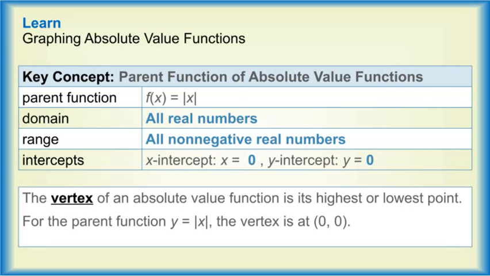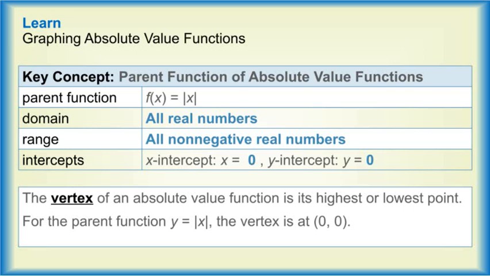So, some key concepts, the parent function of absolute value functions. A little bit more with the characteristics. The parent function is just f(x) = |x|. The domain is always going to be all real numbers because you can put any number in and it will still give you a value on the outside. The range will always be non-negative real numbers because the distance from whatever domain value you put in will always be a positive value.